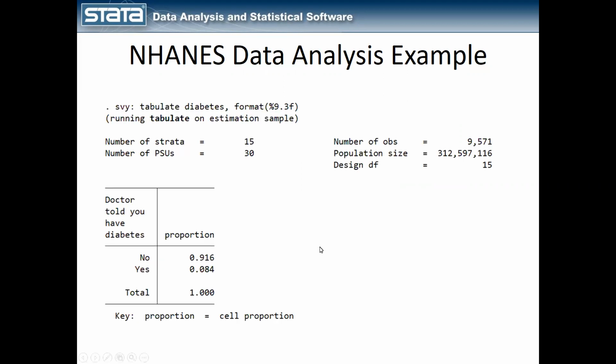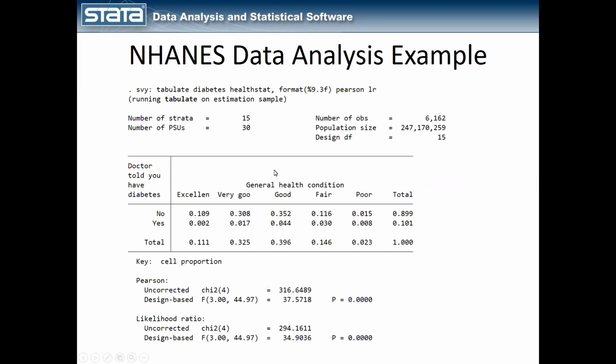Okay. Now, tables, same thing. I just put svy colon in front of my tabulate command, and again, it will show me the proportions in each of the groups, along with the number of observations and population size. I can do cross tabulations and get statistical tests in here. I would not recommend using these uncorrected tests. Use the design-based test. I'm not entirely sure why we put the uncorrected forms in the output. I think it's just for curiosity's sake.